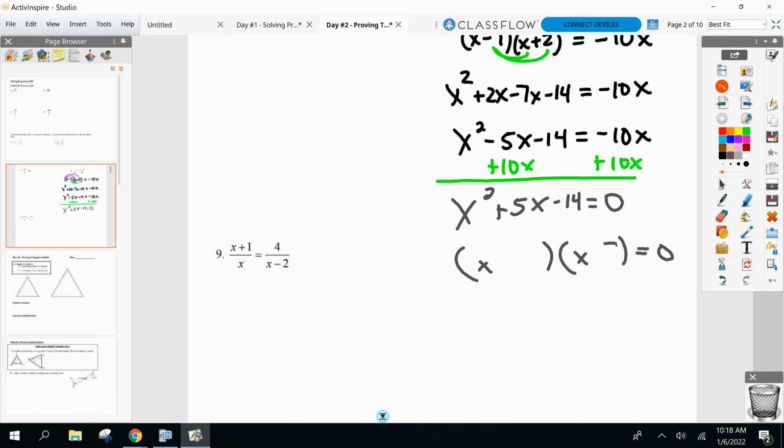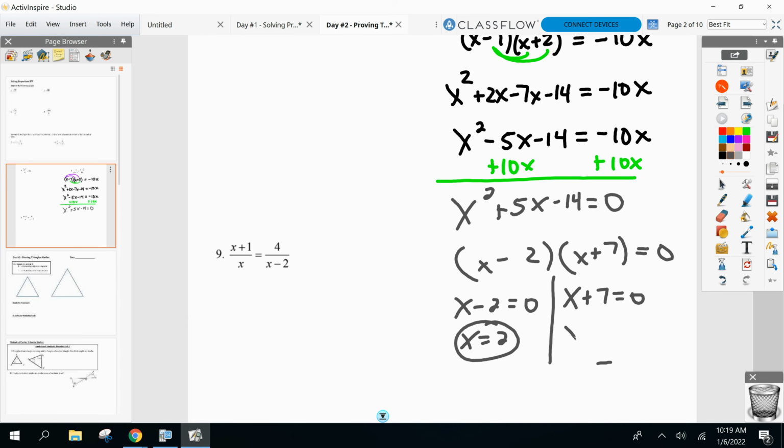And those numbers should be 7 and 2. But you just have to get the right signs in front. I need to add to what again? Positive 5. So plus 7 minus 2. Factor it if you can. There's no reason why you can't factor it if you can. There you go. X plus 7 equals 0. X minus 2 equals 0. X equals 2. X equals negative 7.